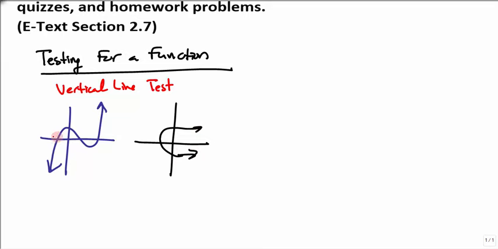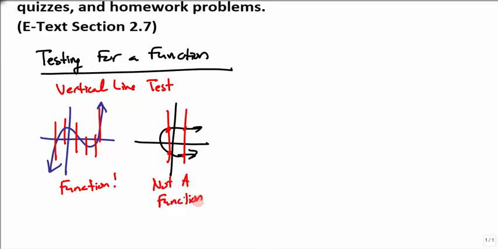Now for this first graph, notice that it passes that vertical line test. There's no point where it fails. Each value of x has only one unique y. So this is a function. Now over here, it fails the vertical line test at several points. So for this value of x, there are two values of y, so this one is not a function. Well, that's the vertical line test. It tests for a function.